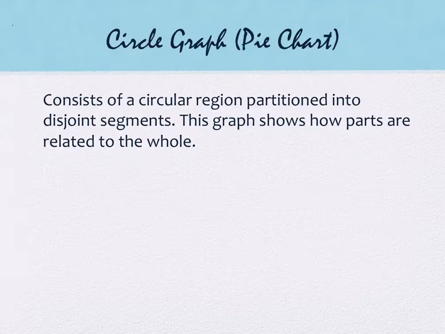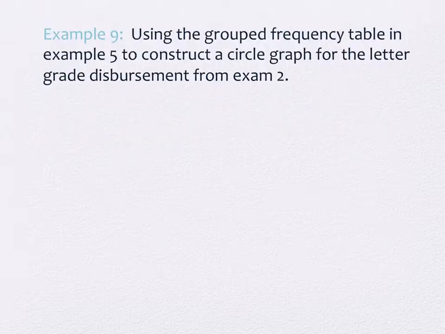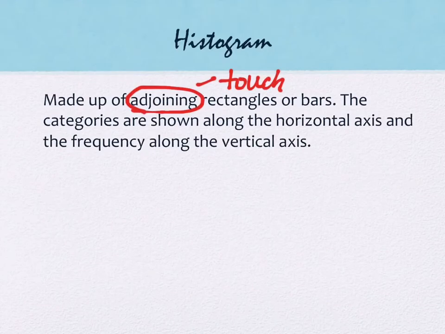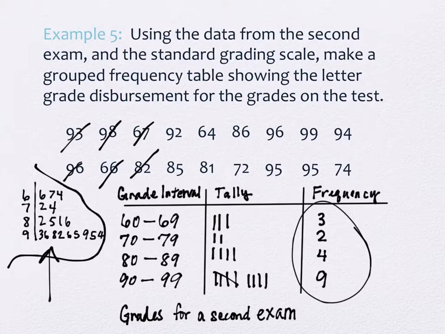Did everybody get one? Okay, excellent. So let's do the numerical calculations first, and then I'll show you how you use the protractor in a moment. We're going to use the group frequency table, I'll copy and paste it, and example 5 to construct a circle graph for the letter grade disbursement from exam 2. So, group frequency table, that's this one.